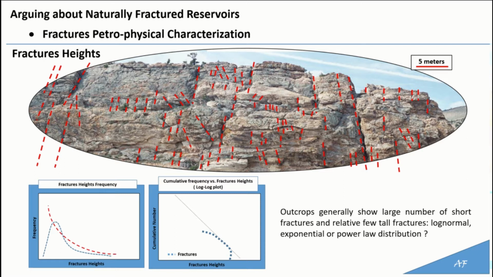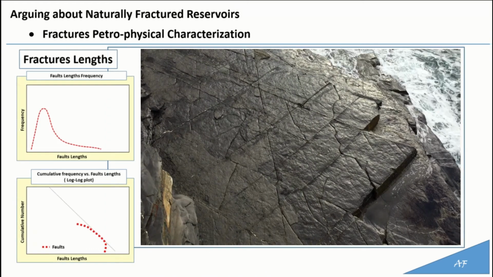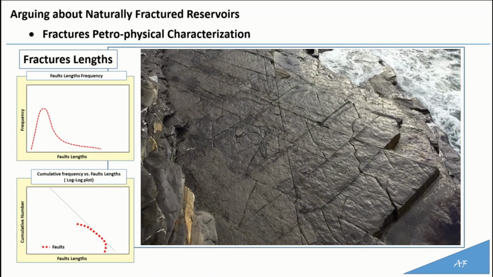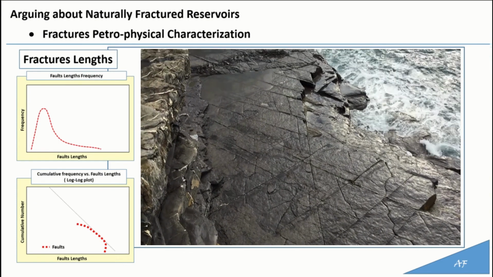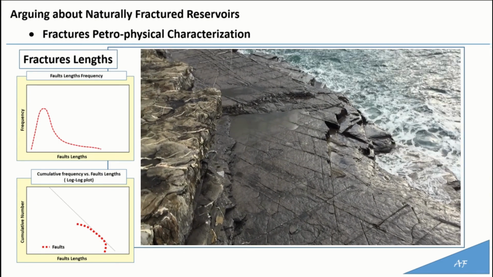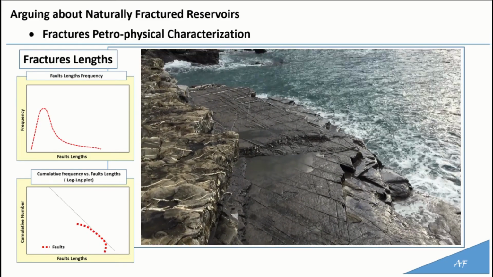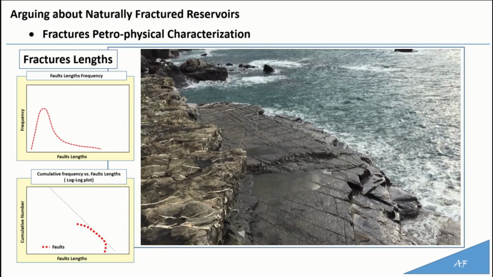These scenarios are described by the two plots on the bottom of the slide, showing the fracture height frequency that could be interpreted as a log normal or exponential distribution, or as a power law distribution as suggested by the plot on the right, that is, fracture height versus cumulative frequency. This kind of observation can be made much more hardly about the fracture length because of the need of a very extensive horizontal outcrop that generally are not available.